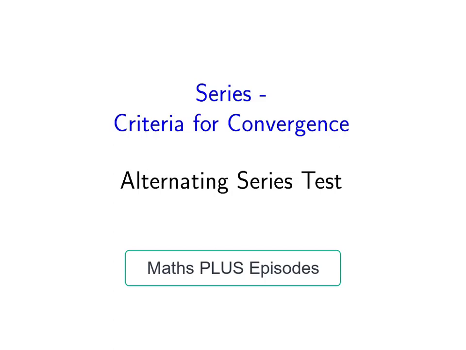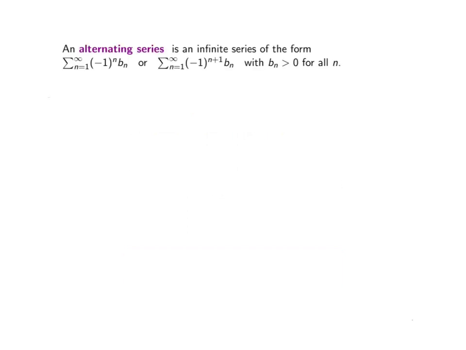In this video, we shall refer to the alternating series test. This test can only be applied to alternating series. An alternating series is an infinite series of this form or this form, where Bn are terms which are positive for all n. The signs of the general term in the alternating series alternate between positive and negative.